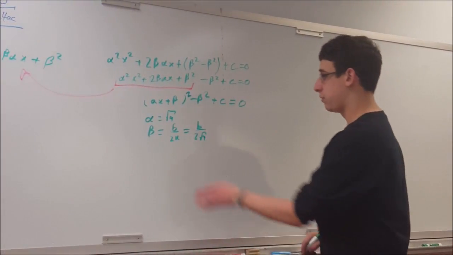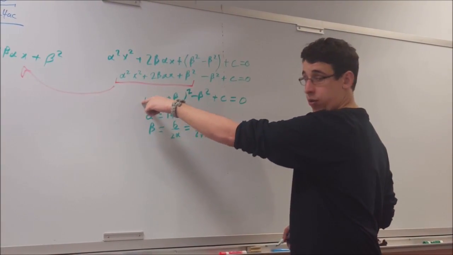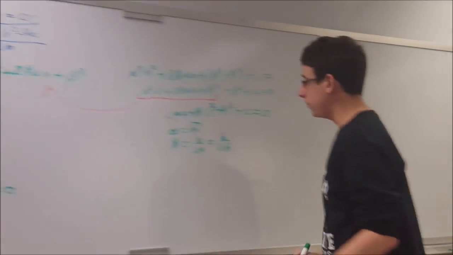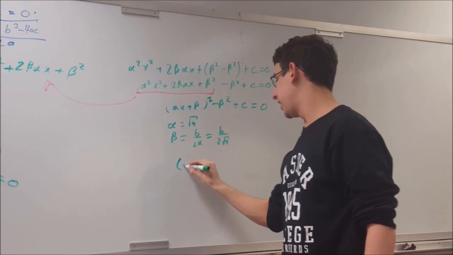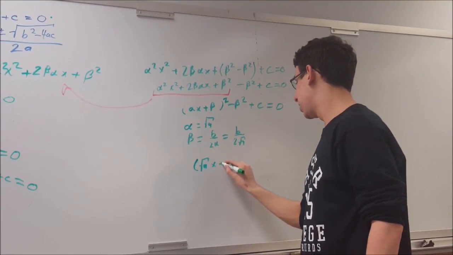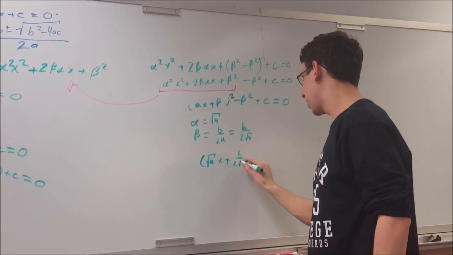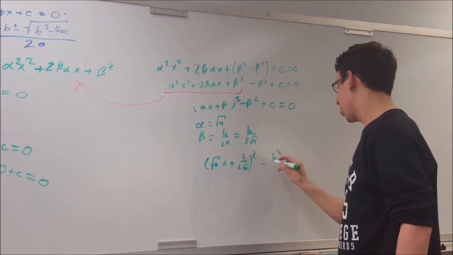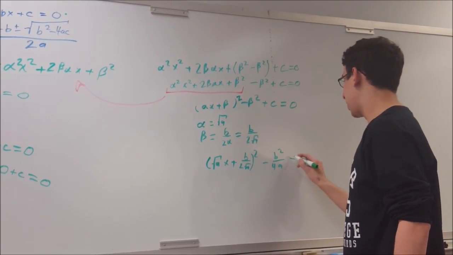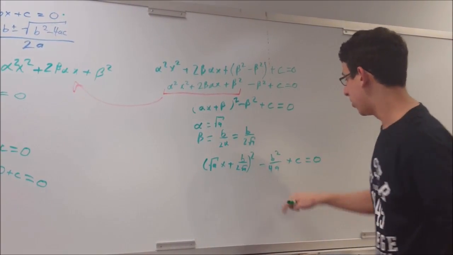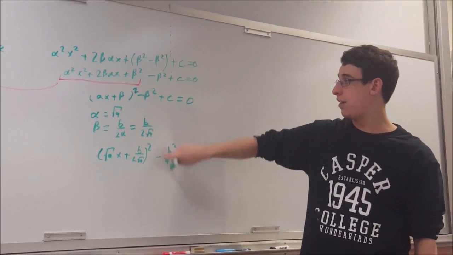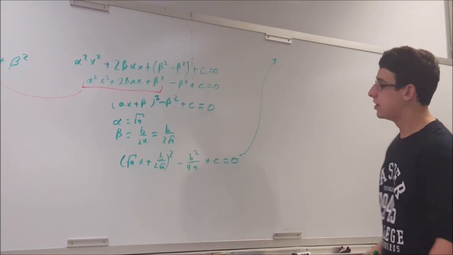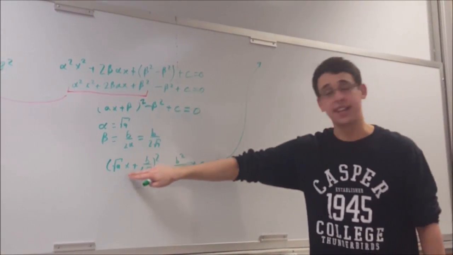So now we can substitute these two back into this equation, which will allow us to get it in terms of our original variables back here. This will give us the quantity square root a x plus b over 2 square root a, squared, minus b squared over 4a plus c equals 0. This comes from the squaring of beta here. Now we can come back up here and start solving for this. We're trying to solve for x in this case.